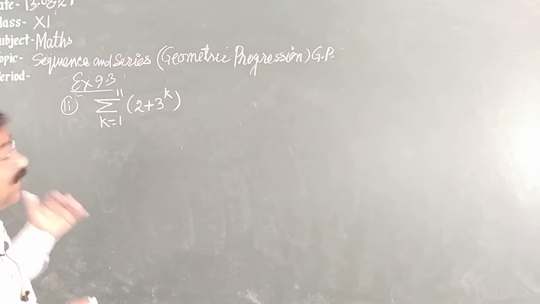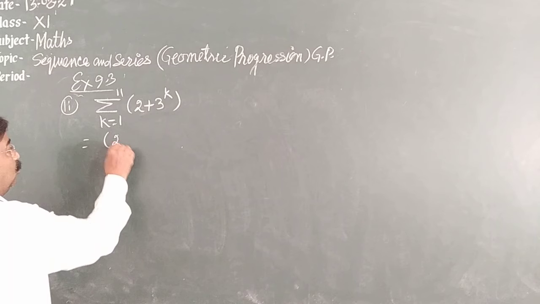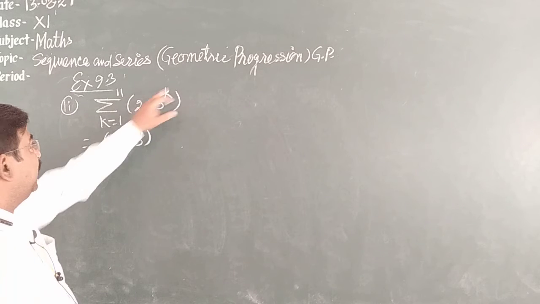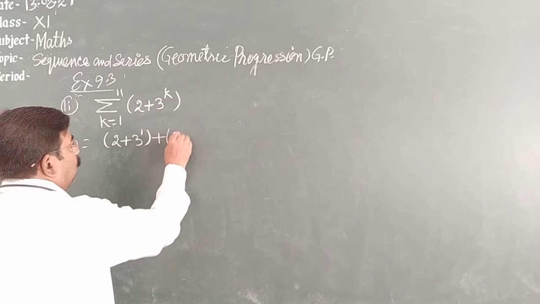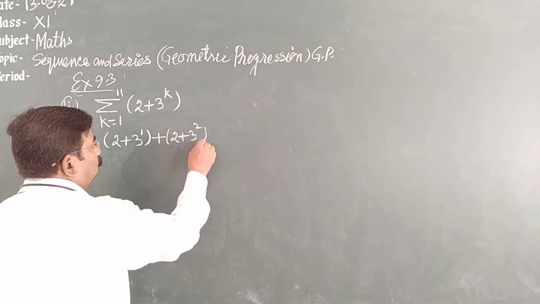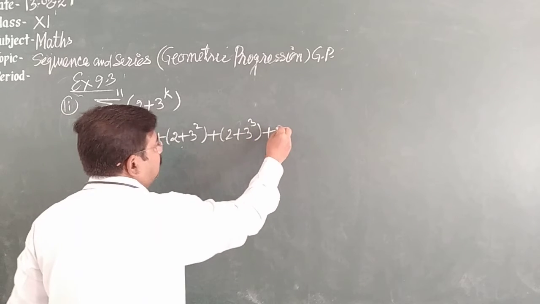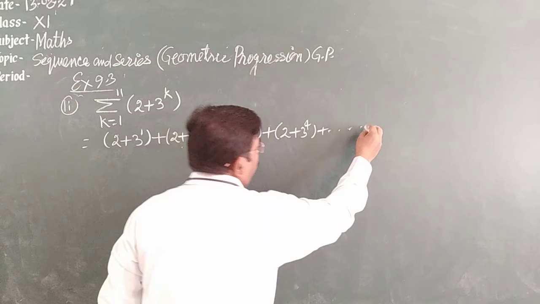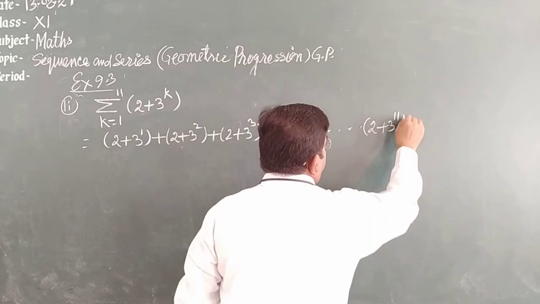So let's see, we are going to expand this. We have 2 plus 3 to the power 1, because it is 3 to the power k and k starts from 1 to 11, plus 2 plus 3 to the power 2, plus 2 plus 3 to the power 3, plus 2 plus 3 to the power 4, plus so on, up to 2 plus 3 to the power 11.